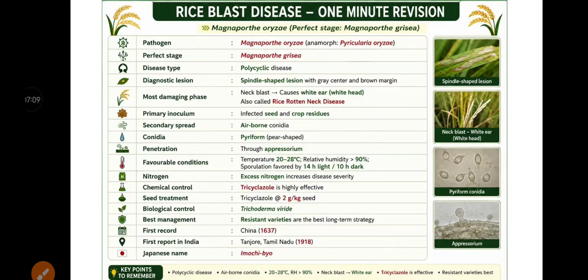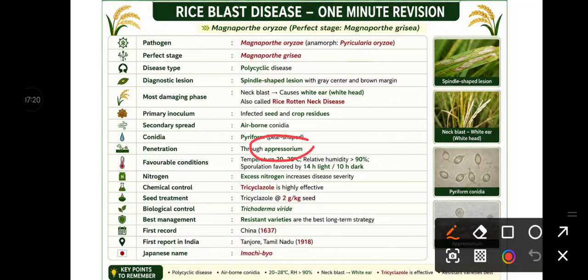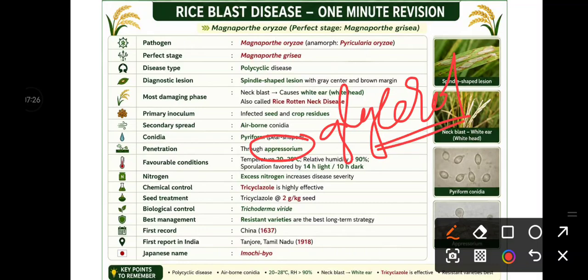Remember this, appressorium. And the most important substance that is responsible for creating this pressure is glycerol. Remember this also. Due to the osmolyte glycerol, this high pressure is created inside the appressorium. And another substance is melanin.